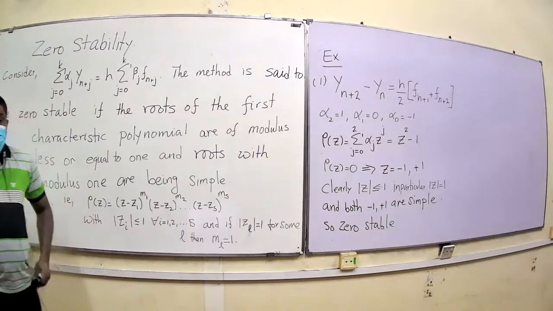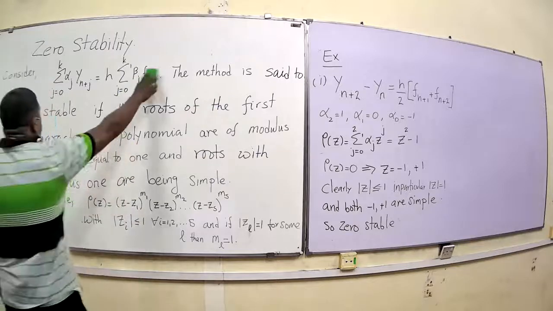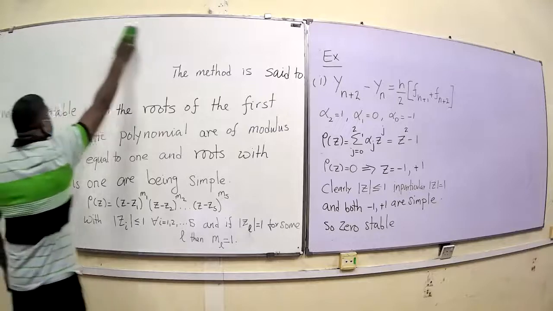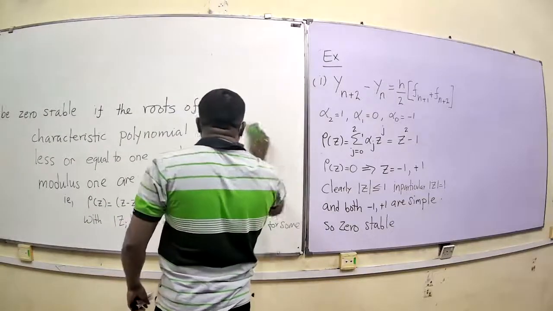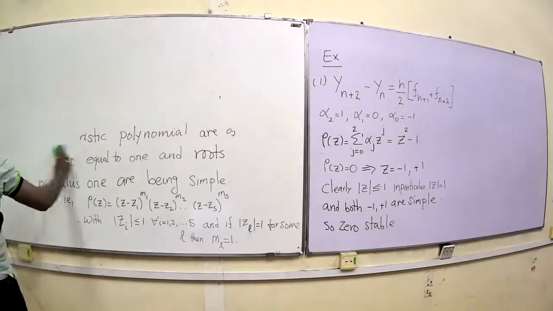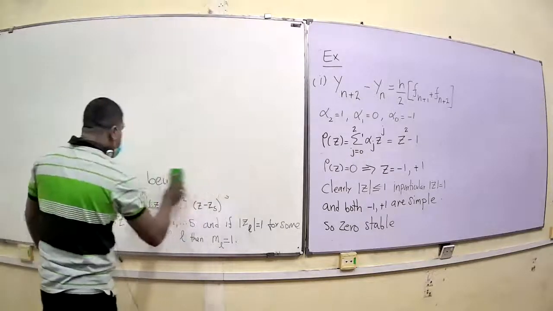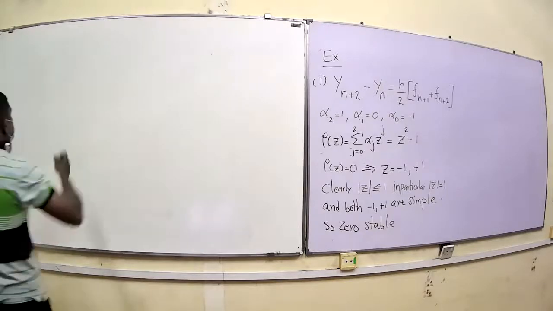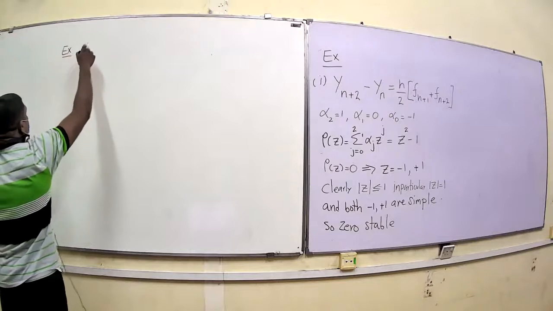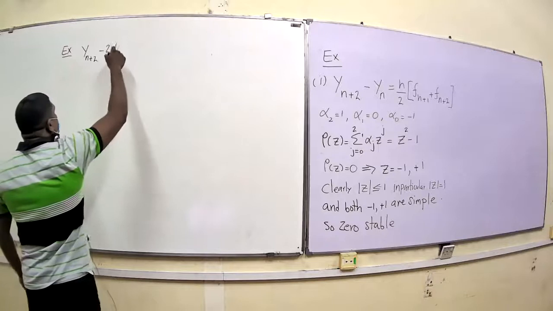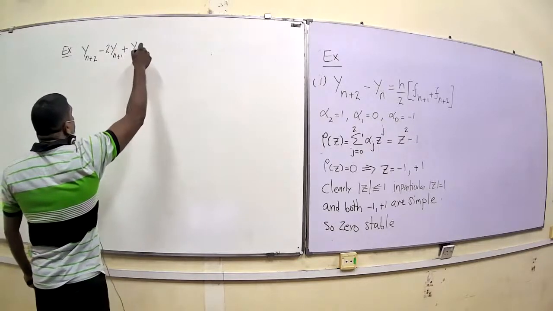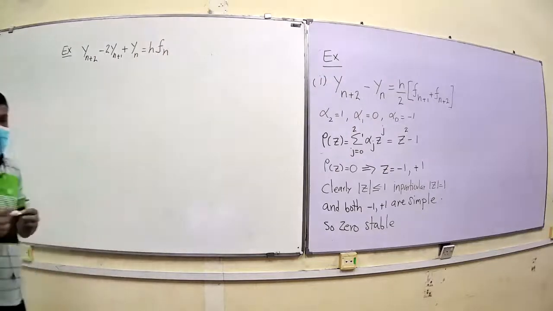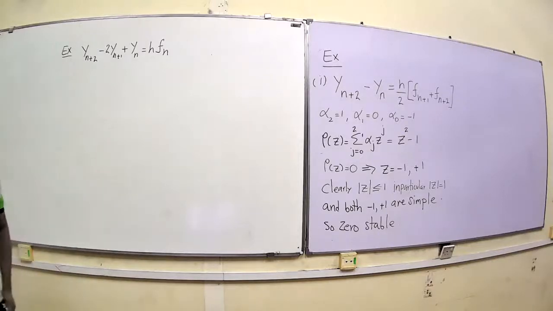So here in one example we check zero stability. Now I will give you a couple more examples. Now if you look at this example, y n plus 2 minus 2 y n plus 1 plus y n is equal to h times f n. And so here you can write the characteristic polynomial.